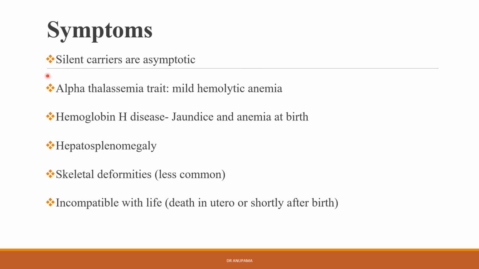Symptoms: silent carriers are asymptomatic, while alpha thalassemia traits cause mild hemolytic anemia. Hemoglobin H disease results in jaundice and anemia at birth. Hepatosplenomegaly is seen in this. Skeletal deformities are less common, of course. And then there is the form incompatible with life, where you may see death in utero itself or death immediately after birth.